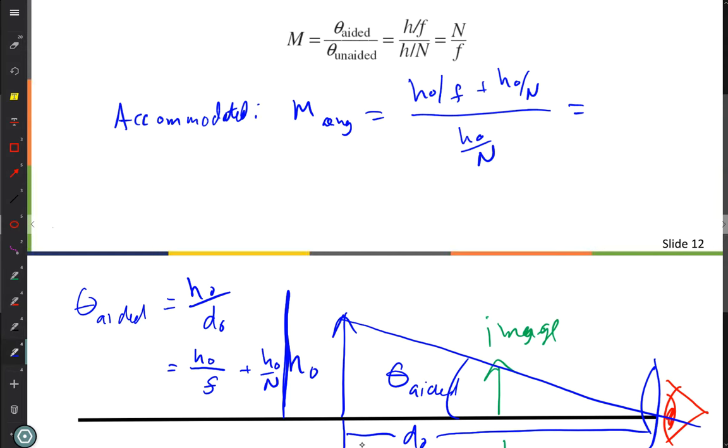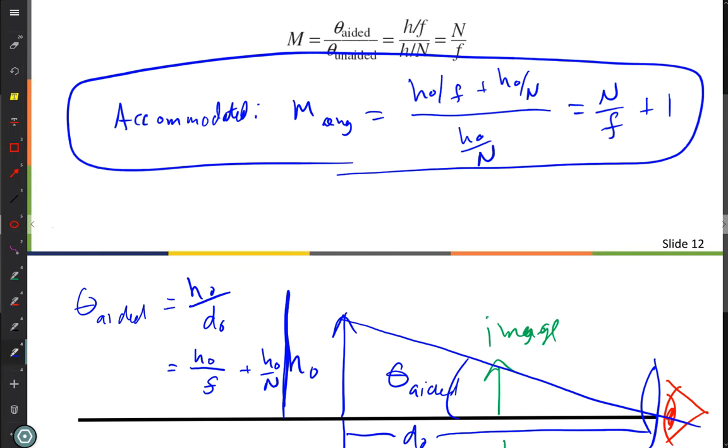Well, look at the second term. h over n divided by h over n, what is that? 1. So this turns out to be n over f plus 1. So the accommodated is n over f plus 1. You increase the magnification by a factor of 1.